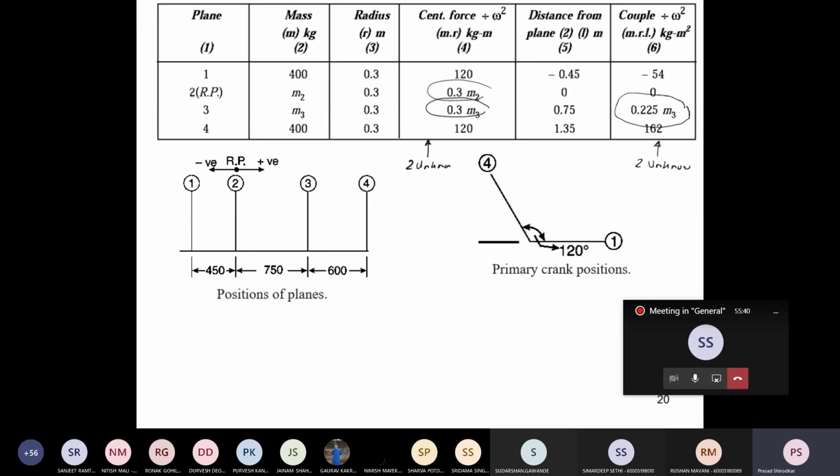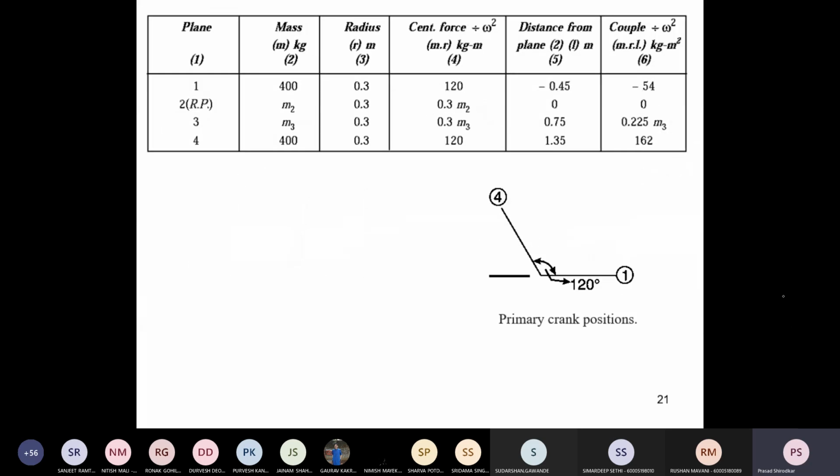Alright, so I'm going to keep the table on the next screen also, so those who are still doing it can refer to it. Okay, so now you have to construct the couple polygon. So this is C1, and we are going to start with C1.